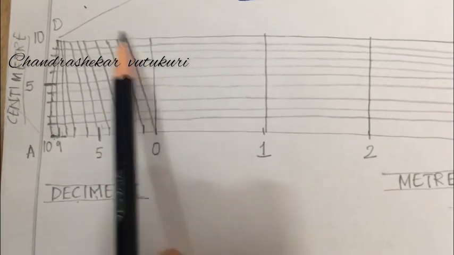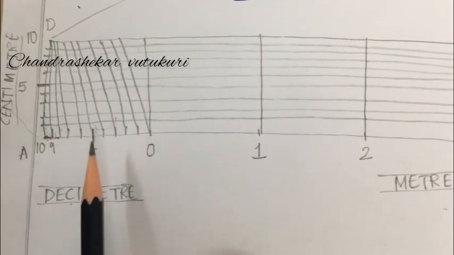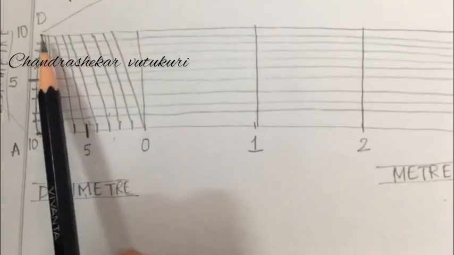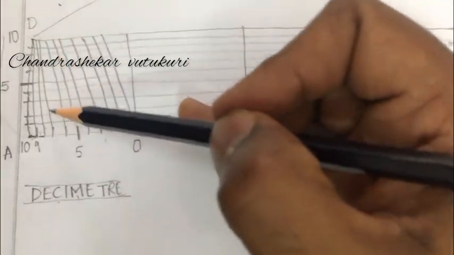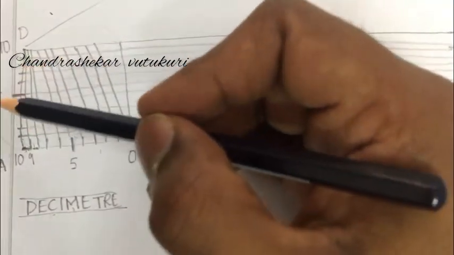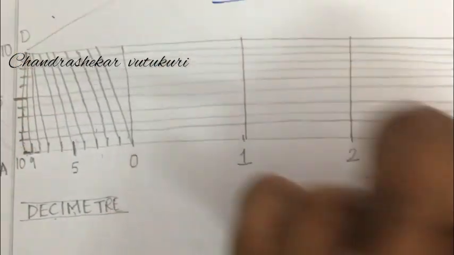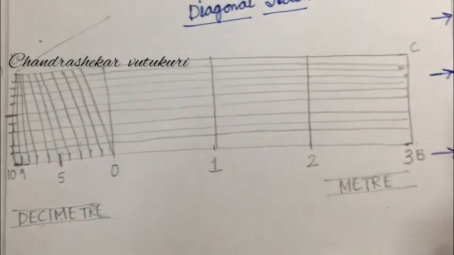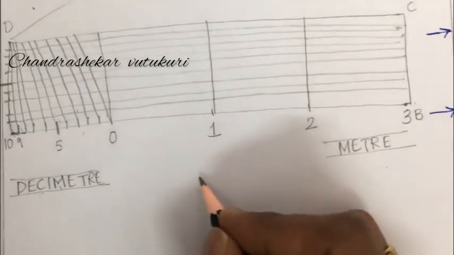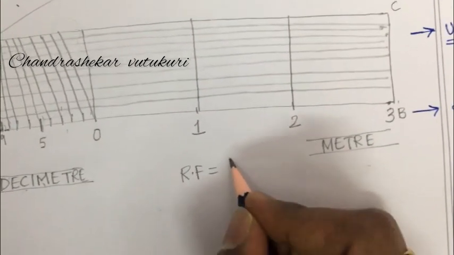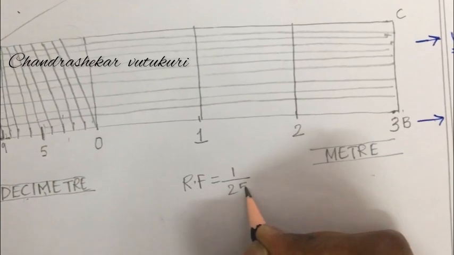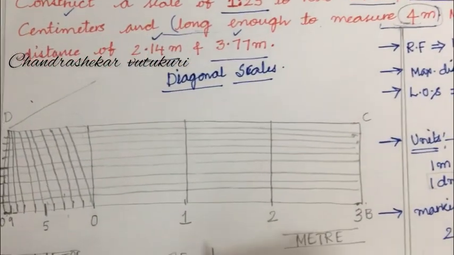So, one box is of what? 1 meter. So, within this meter we have 10 decimeters. Again, within this 10 decimeters, within this 1 decimeter, you have 10 centimeters. This is how you are supposed to work out the construction process, and do not forget to write the RF of the scale exactly at the center of it, that is 1/25, which is given in the question.